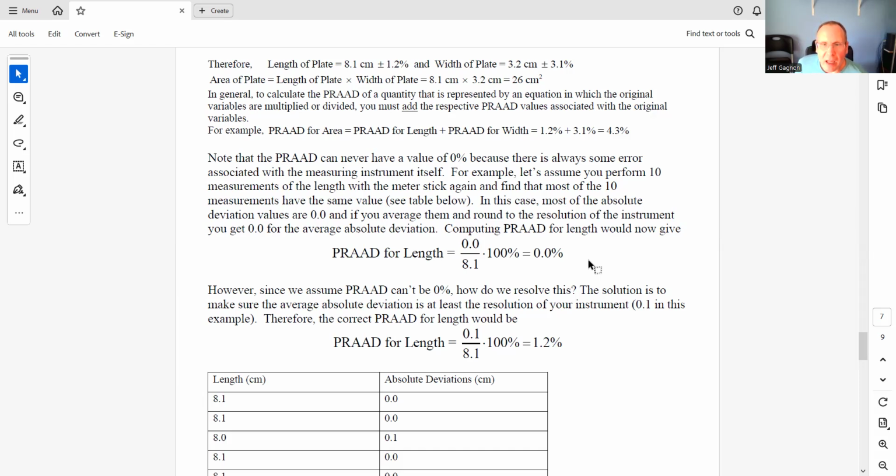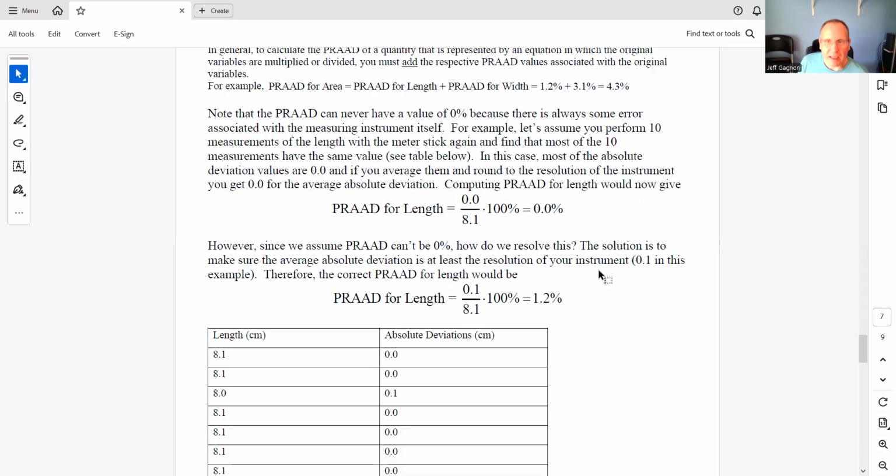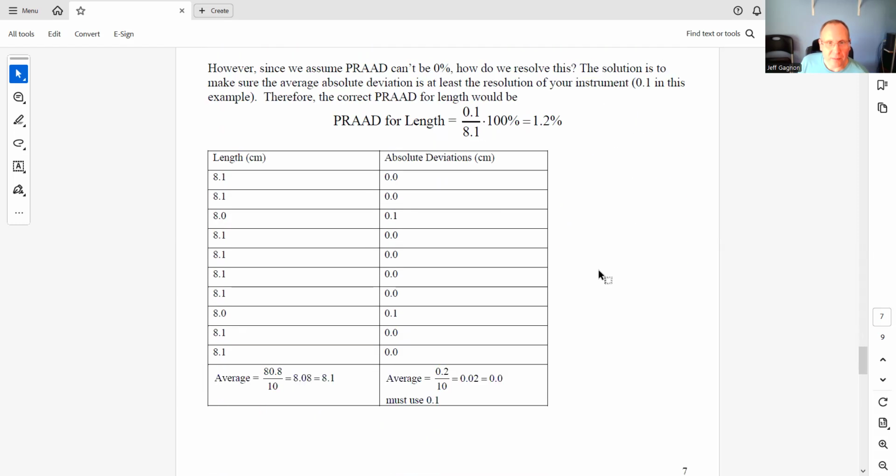Let's say we again measure the length 10 times, right, of this rectangular object. And let's say this is your data now. So here's the new table here. So notice that almost all of these are the same, right? 8.1, 8.1, 8.0, 8.1, 8.1, 8.1, another 8.0 here. Most of them are 8.1.